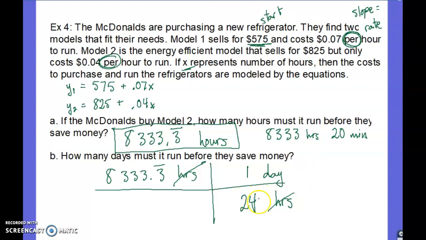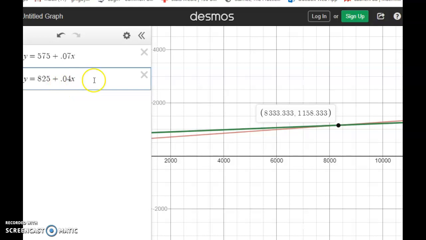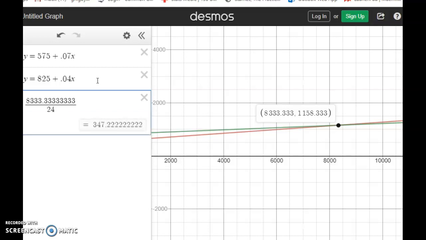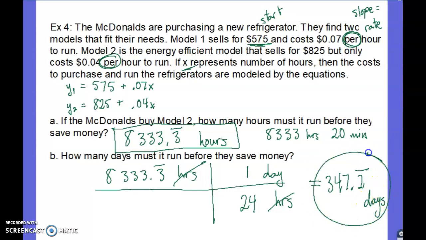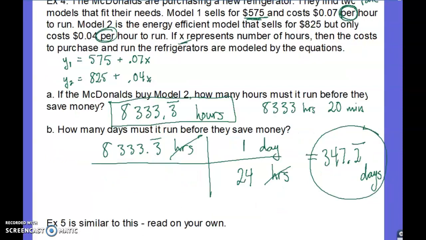So then you can go to that calculator and just take that answer you just got, 8333 point. You can put as many threes in there as you want, and divide by 24. So it would take you 347 days of continuous plug-in. So less than a year. It would only take less than a year. As long as these fridges work for less than a year, you would save money with Model 2.